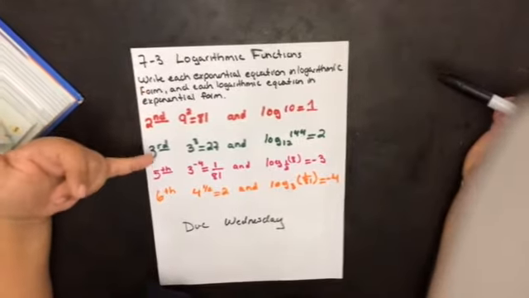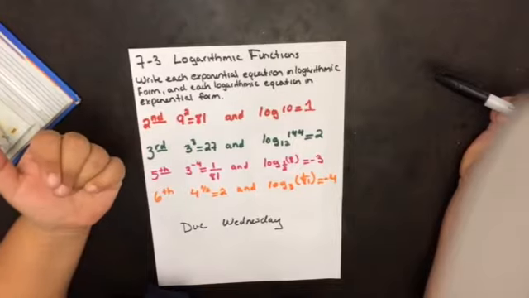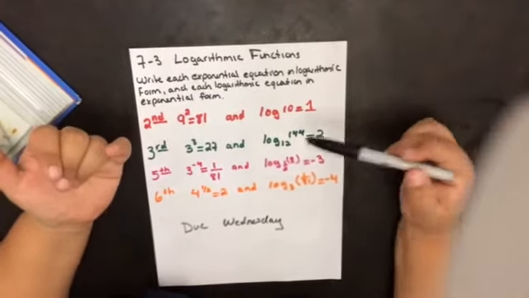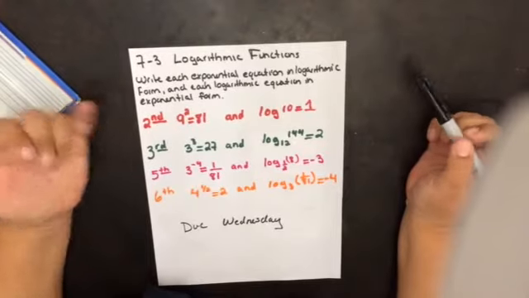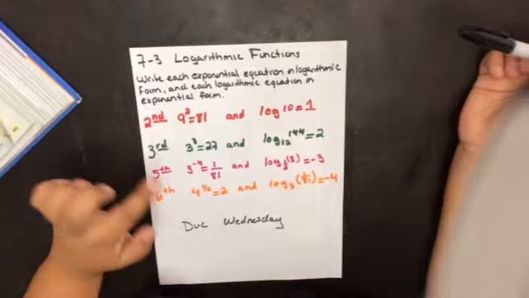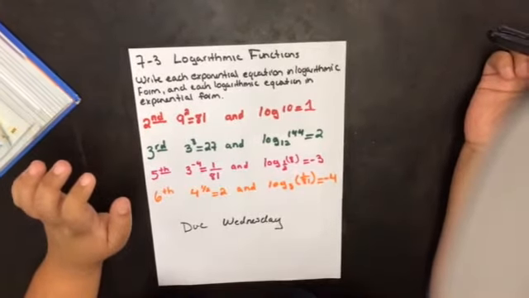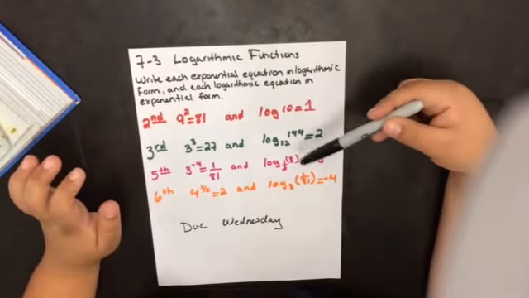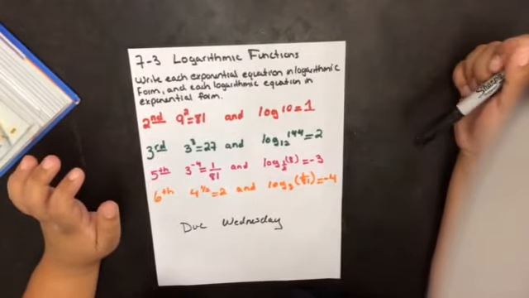For third period in green, 3 cubed equals 24 in logarithm form and log base 12 of 144 equals 2 in exponential form. For fifth period, in pink, 3 to the negative 4 equals 1 over 81 in logarithm form, and log base 1/2 of 8 equals negative 3 in exponential form.